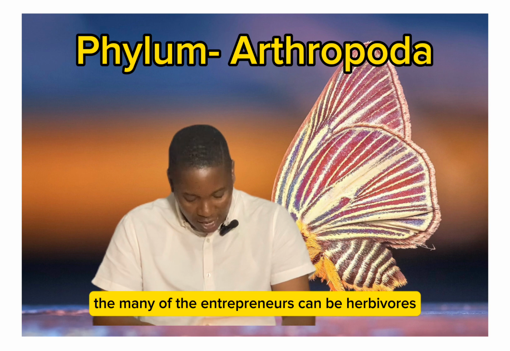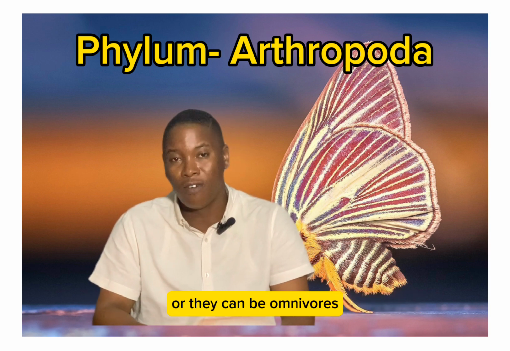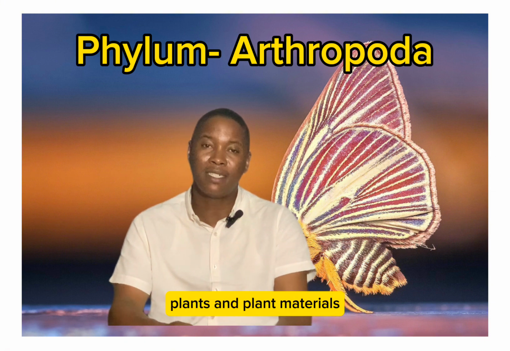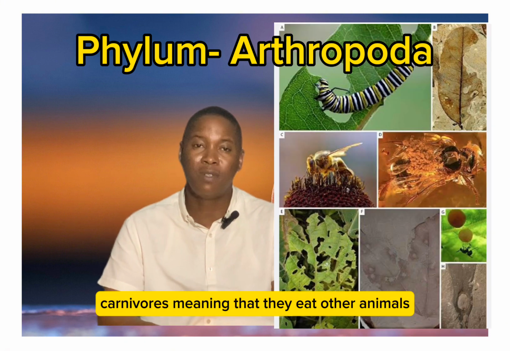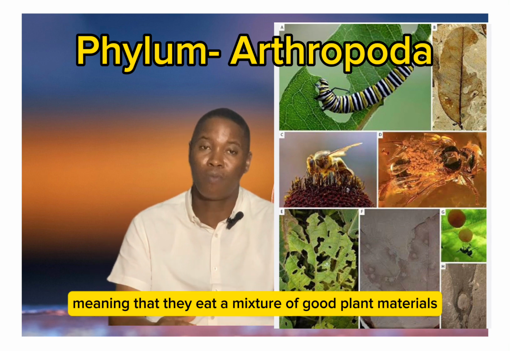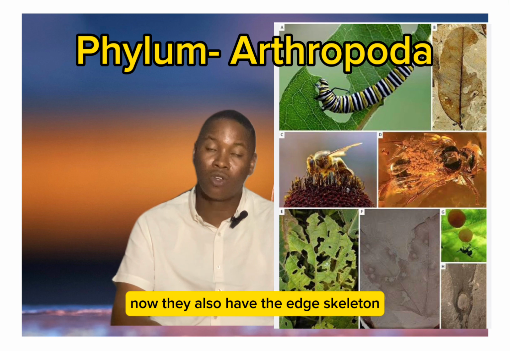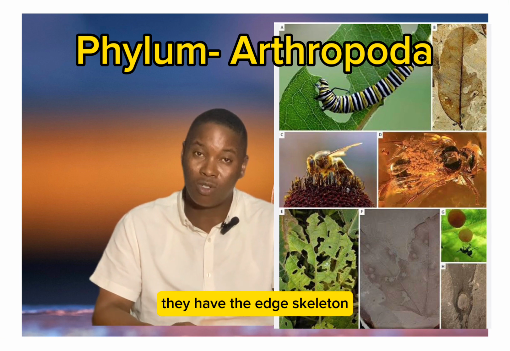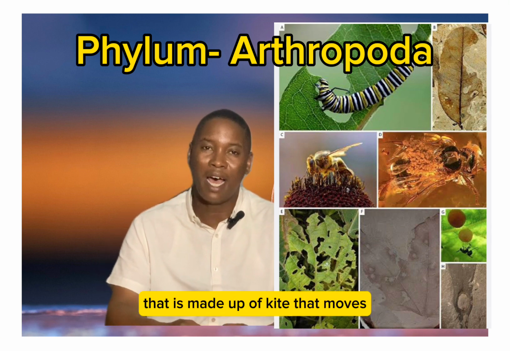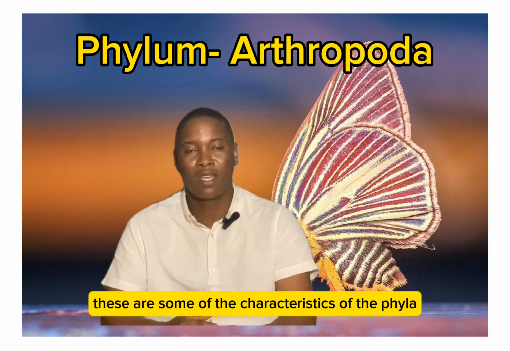Then many of the Arthropoda can be herbivores, carnivores, or omnivores. Herbivores eat plants and plant materials. Carnivores eat other animals, and omnivores eat a mixture of both plant materials and other animals. They also have the exoskeleton made up of chitin that molts, that changes from time to time. These are some of the characteristics of the phylum Arthropoda.